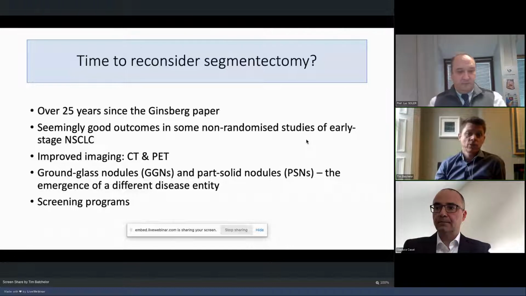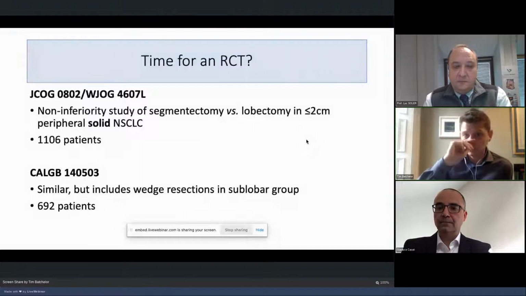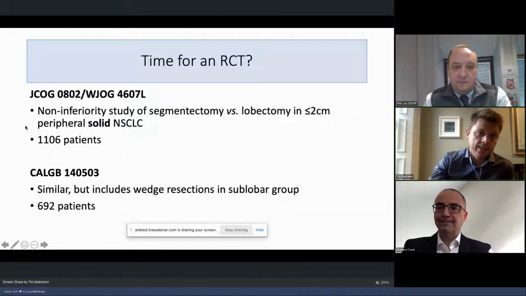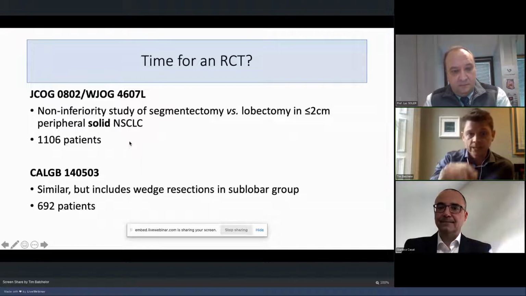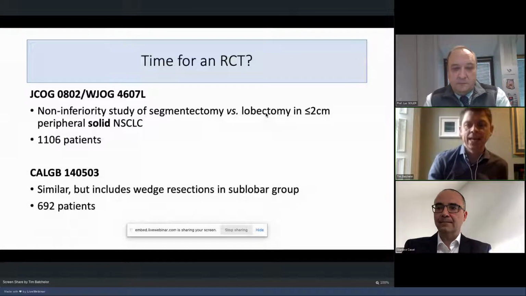And of course, screening programs. Screening programs are throwing up a whole load of tiny nodules that we need to deal with. So surely time for a randomized controlled trial. And of course, you know about the 2 large randomized controlled trials that are ongoing, and indeed JCOG has just reported, and we'll talk very briefly about this. So the JCOG 0802 study from Japan, a non-inferiority study of segmentectomy versus lobectomy in tumours less than 2 centimetres. So this is intentional segmentectomy, so those that can tolerate a lobectomy.